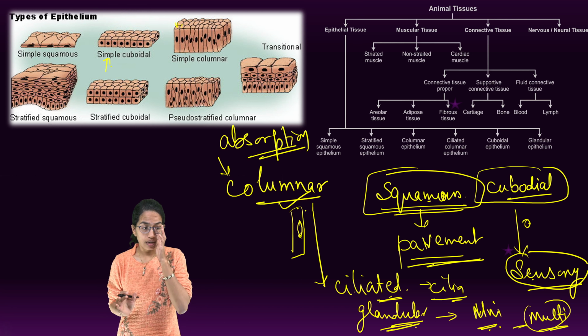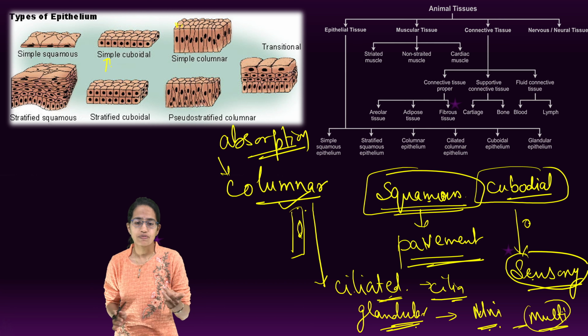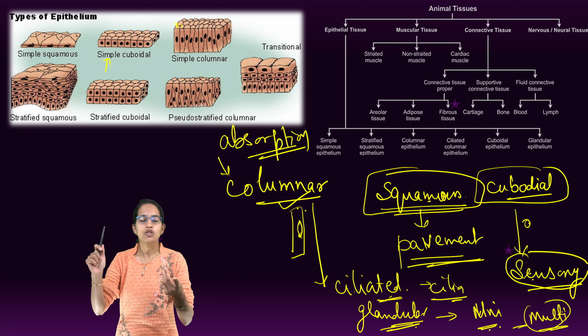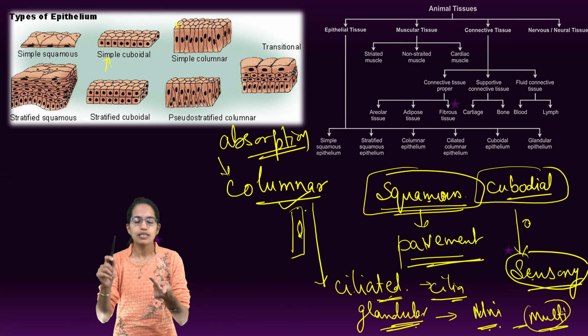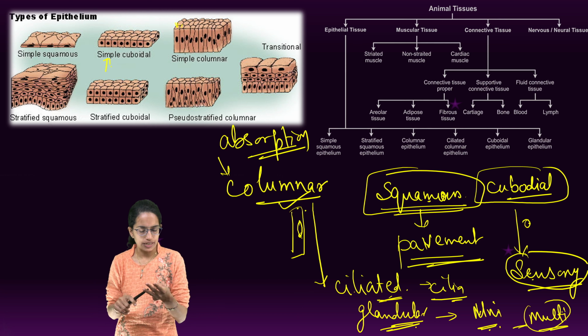Next, coming to stratified. Now as I said, the three classifications that we did, squamous, cuboidal and columnar, all of these three would apply to stratified as well. So you would have stratified squamous, stratified cuboidal and stratified columnar. So these are the various ways under which we would have the stratified epithelium.